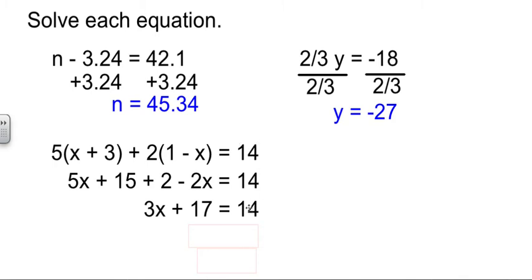Haven't done anything to the right-hand side yet. Now I'm ready to move the 17 over. So I'm going to subtract the 17. 14 minus 17 is negative 3. Divide by 3 and we get x equals negative 1.